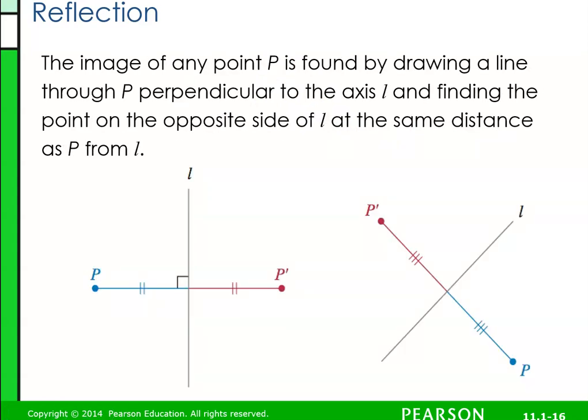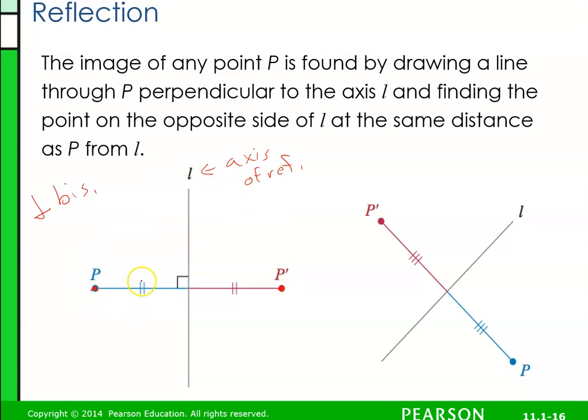Let's take a look at this from a geometric standpoint. The image of any point P is found by drawing a line through P perpendicular to the axis L and finding the point on the opposite side that is the same distance. So this blue and red line connecting P to P prime is really the perpendicular bisector, and this is your axis of reflection. That's what L is. So when I reflect P over L, I come up with P prime.